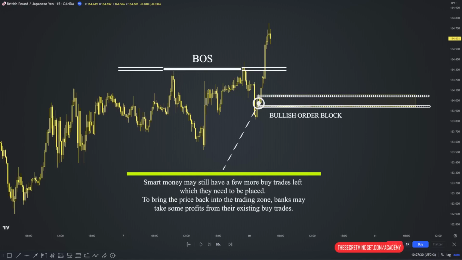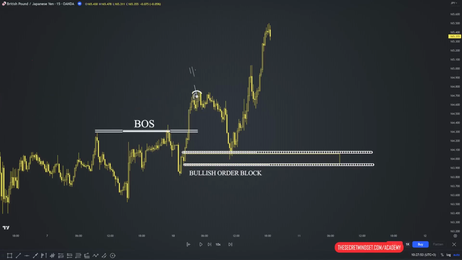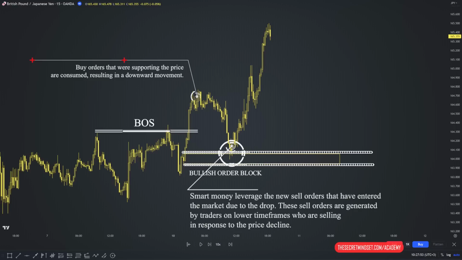To bring the price back into the trading zone, banks may take some profits from their existing buy trades. By doing so, the buy orders that were supporting the price are consumed, resulting in a downward movement. As the price falls into the region where the banks initially placed their buy trades, they leverage the new sell orders that have entered the market due to the drop. These sell orders are generated by traders on lower timeframes, who are selling in response to the price decline. And banks utilize these sell orders to facilitate the execution of the remaining buy trades they intended to enter into the market.